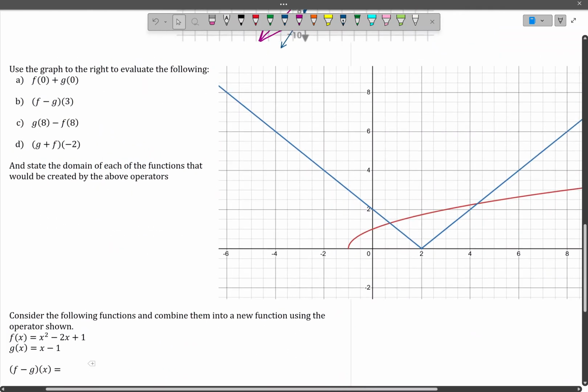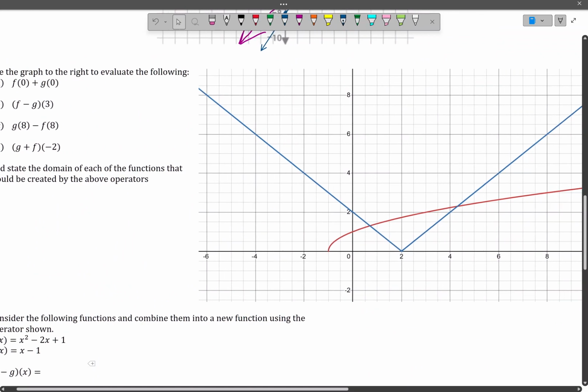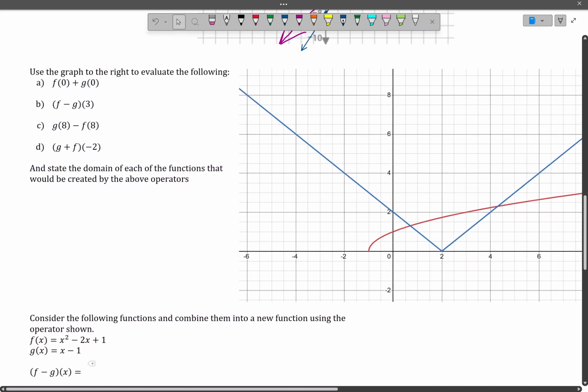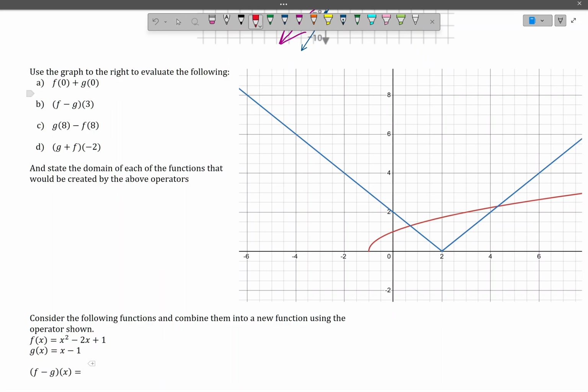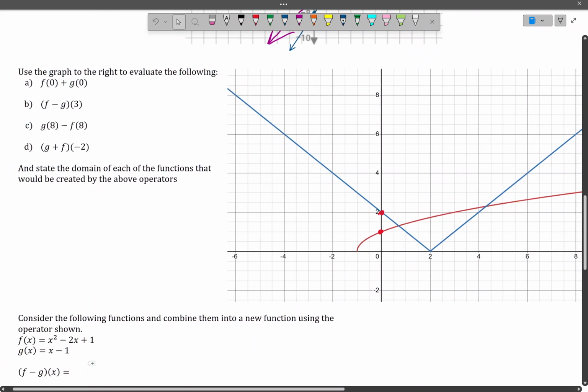All right, let's take a look at another one here. Okay, so we have this graph here, and what it's now asking us to do is find the different values. So f of 0 plus g of 0. Well, all we have to do is find the different values for that situation. Oh, and f is the blue one, in case that matters for some of these questions. So in this case, this would be 2 plus 1 equals 3.